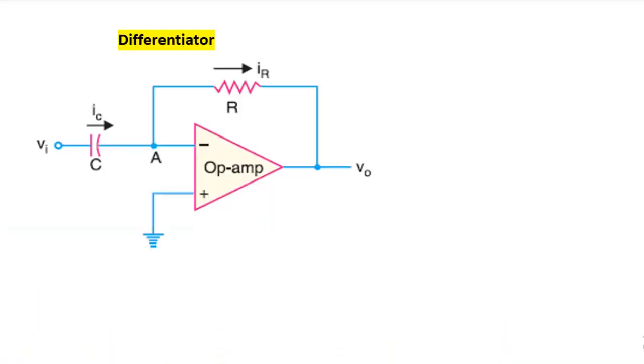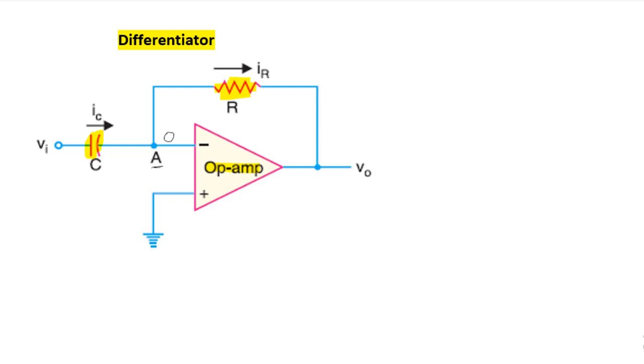The working of an op-amp differentiator. The circuit consists of an operational amplifier, a capacitor in the input circuit, and a resistance in the feedback network. If you compare with the integrator circuit, the position of the capacitor and the resistance is interchanged. Now we know that because of the virtual ground, the potential at this terminal A will be 0 volt. And also the op-amp has infinite input impedance.